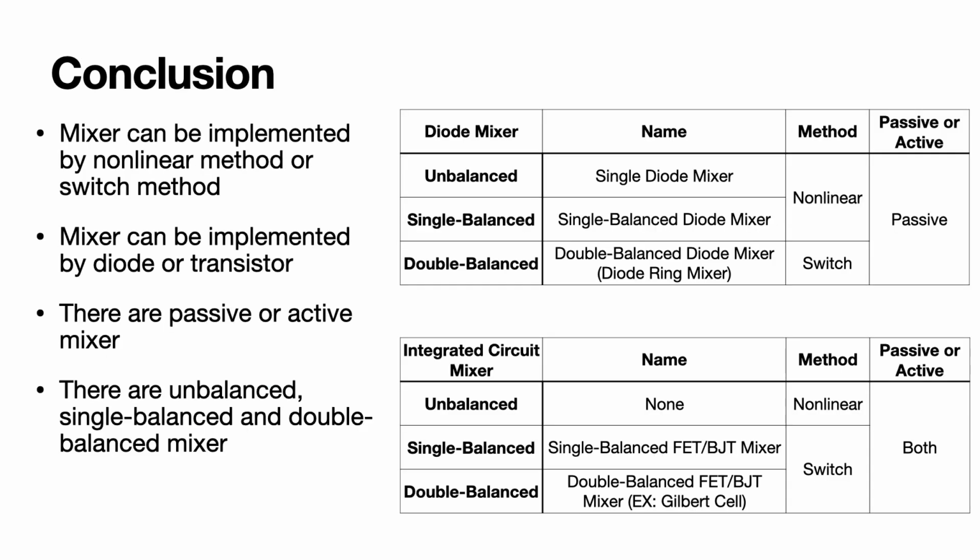Conclusion: mixer can be implemented by nonlinear method or switch method. Mixer can be implemented by diode or transistor. There are passive or active mixer. There are unbalanced, single balanced, and double balanced mixer. To help you understand and remember these different types, I organized the tables right.